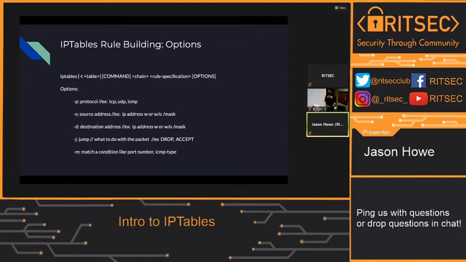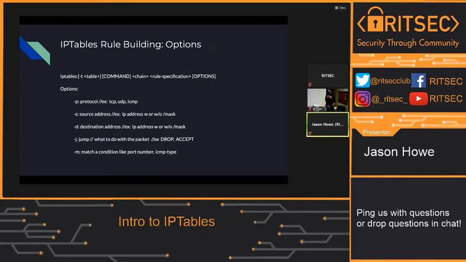So the other key thing to talk about is options, and this is how you create good and specific firewall rules. So it's -p for protocol. This allows you to specify TCP, UDP, or ICMP, or you could do -p all for all of them. You can specify your source IP address or your destination with -s or -d, and then finally at the end, once you have a packet that matches that criteria, you use -j to tell it what to do. In most cases, you're going to use drop or accept, but you could also have another chain that you wanted to go look at.